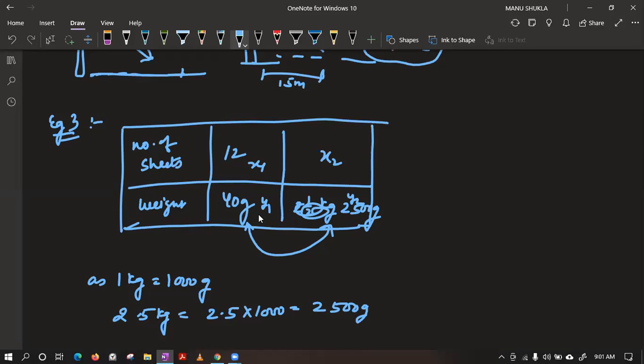Again, you have to first tell whether this is a direct or inverse relation. You can say as number of sheets and their weight is a direct proportion. So as it is a direct proportion case, therefore we can use the formula x1 upon y1 equal to x2 upon y2. Put the values and get the answer.